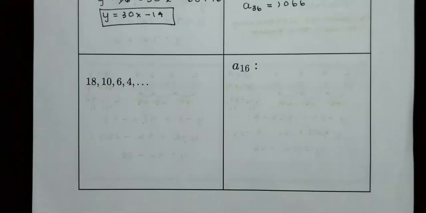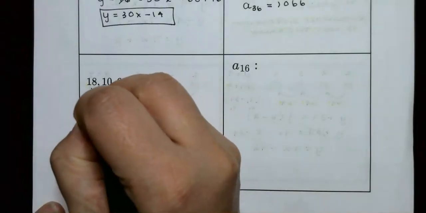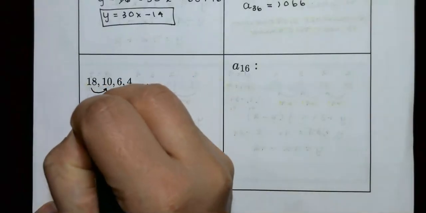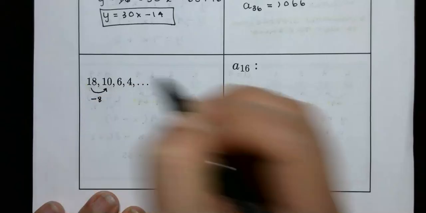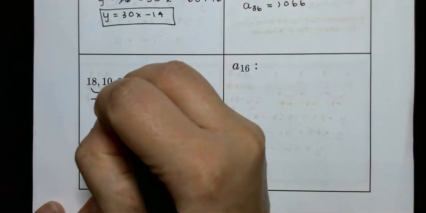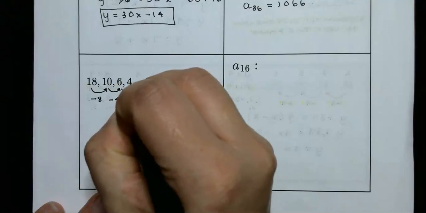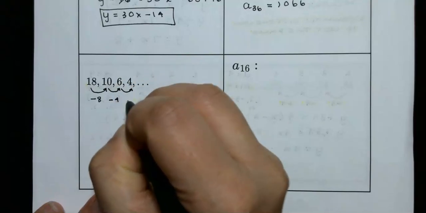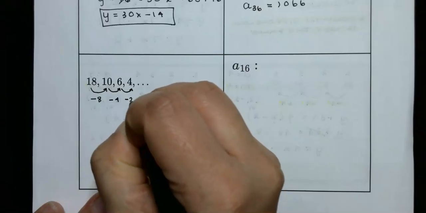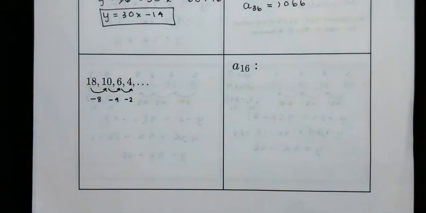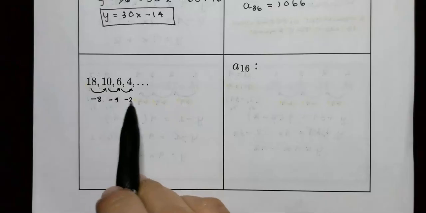All right, so our common difference can be a negative number. So let's look at the sequence right here. So in order to get from 18 to 10, we need to subtract 8. Okay, and then to get from 10 to 6, we have to subtract 4. And from 6 to 4, we need to subtract 2. So unfortunately, this one's actually not going to work out like I wanted it to, because even though we're subtracting, notice that these numbers are not the same.